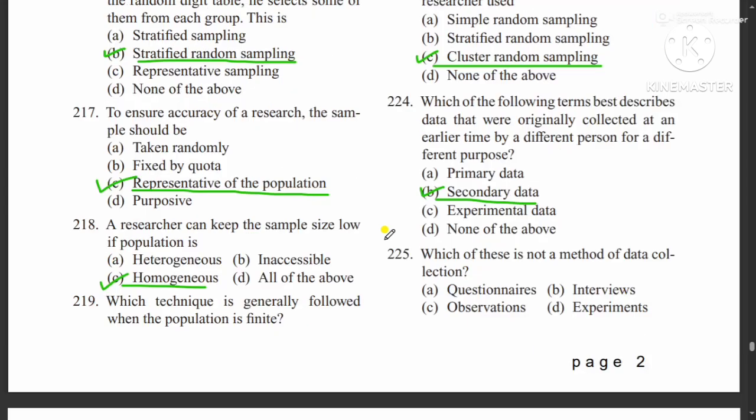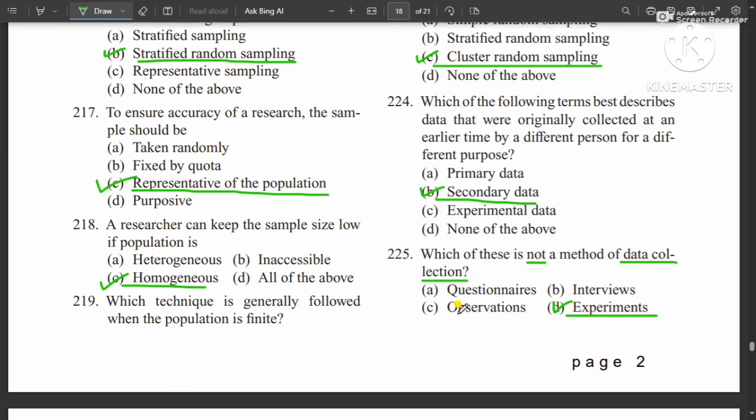Option B is correct. Which of these is not a method of data collection? Option B is correct. Experiment. Because it is not a method of data collection. Questionnaires, observations and interviews only.